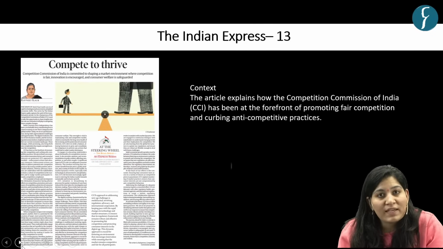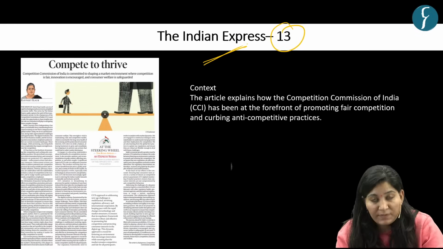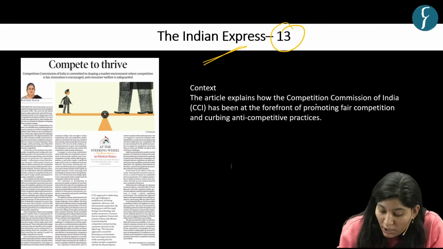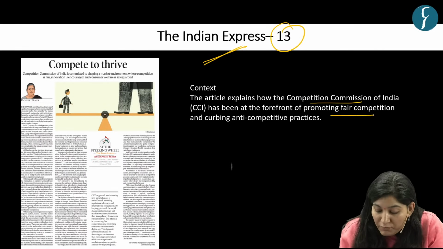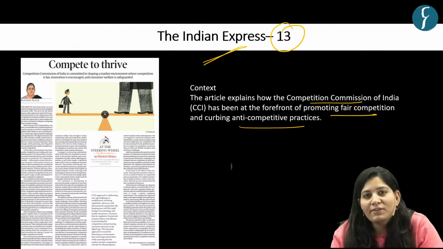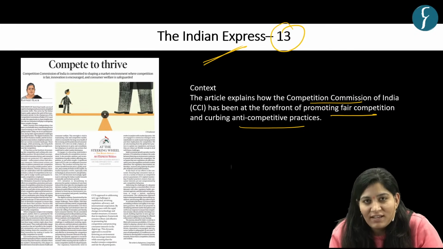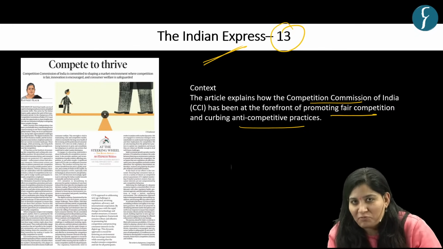First discussion is based on this news article which appeared on 13 in the Indian Express. Context is that Competition Commission of India has been at the forefront of promoting fair competition and curbing anti-competitive practices. Now, the first question is, why do we need competition? As a commoner, to avail the broadest range of goods and services at an affordable price or a competitive price.